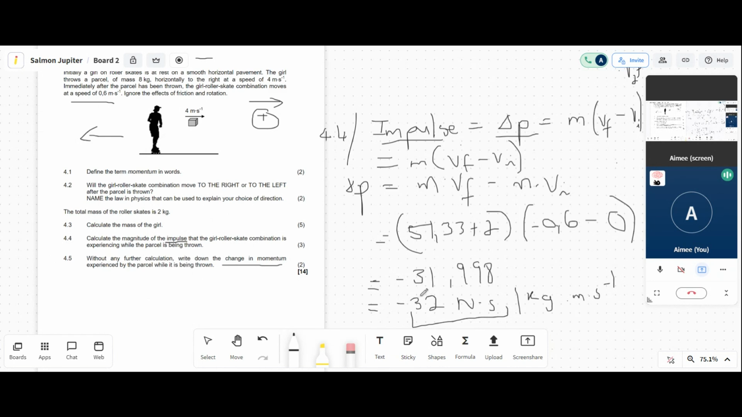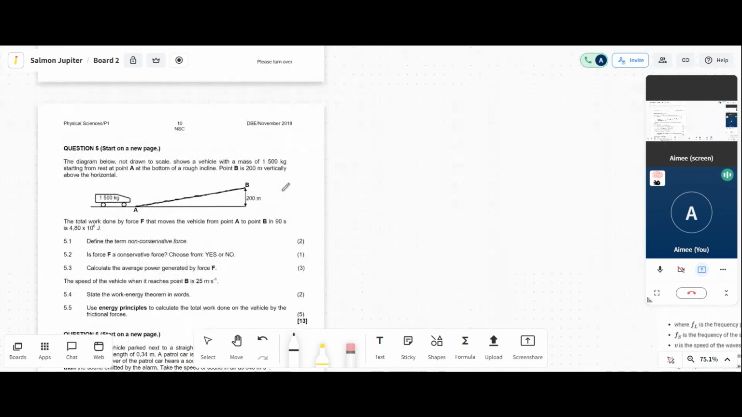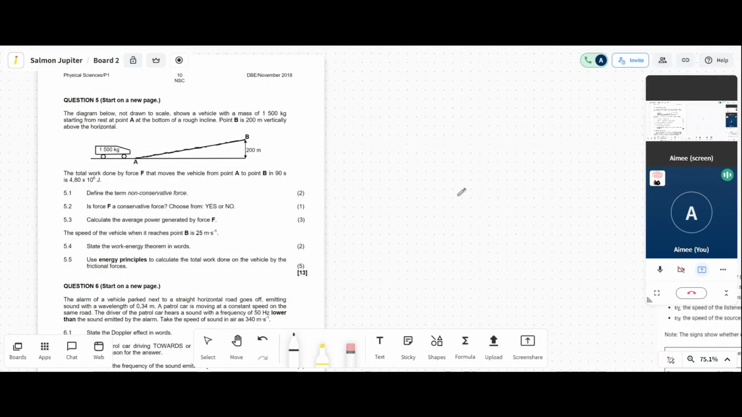Because the direction of this impulse or change in momentum for the girl roller skate combination was 32 newtons per second to the left. But for the parcel, it's going to be exactly the same, but it's going to be positive because it's going to be moving in the opposite direction. Okay, perfect. Now we move on to the next question.